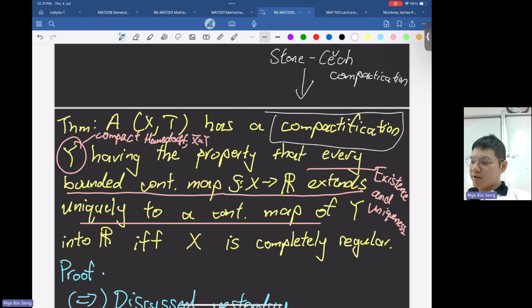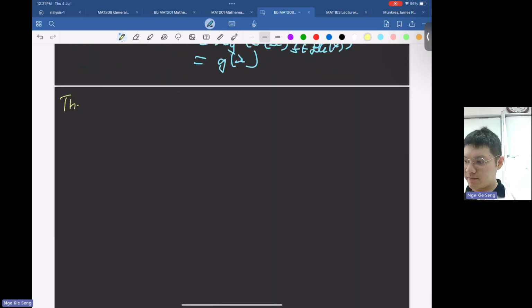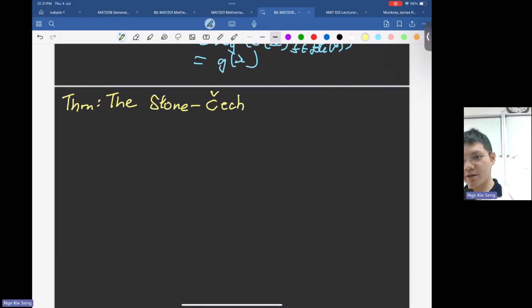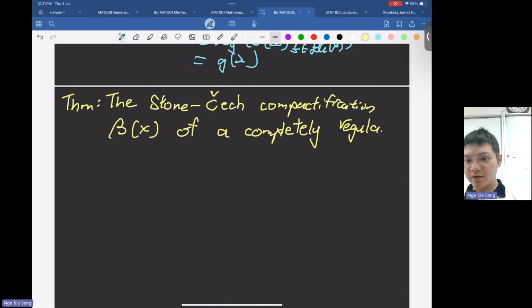So one property is this is unique. So theorem: the Stone-Cech compactification beta X of a completely regular space is unique. Okay, so here unique should be taken up to homeomorphism.